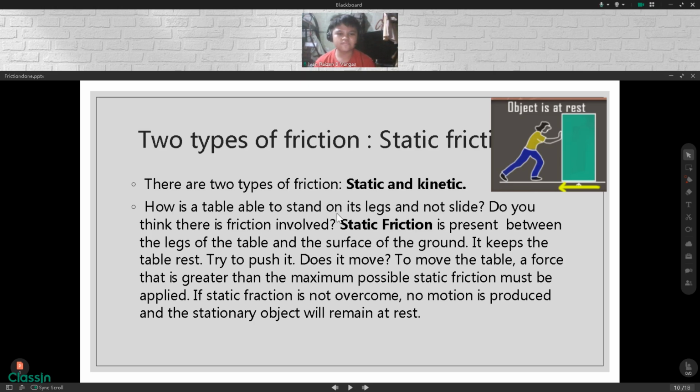To move the table, a force that is greater than the maximum possible static friction must be applied. If static friction is not overcome, no motion is produced and the stationary object will remain at rest.